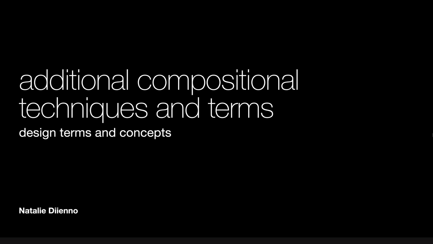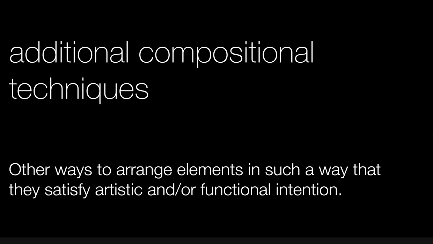So we're going to wrap up our initial discussions of design terms and concepts by reviewing some additional compositional techniques and terms that I would like for you to apply both in practice and during critique, so we have the right way to talk about our work. So let's look at some other ways we can arrange our elements in principle design that satisfy artistic and functional intention. The first term here is bleed.